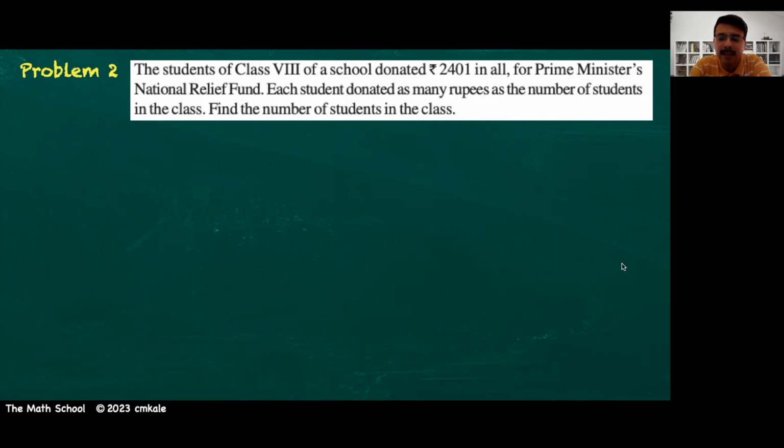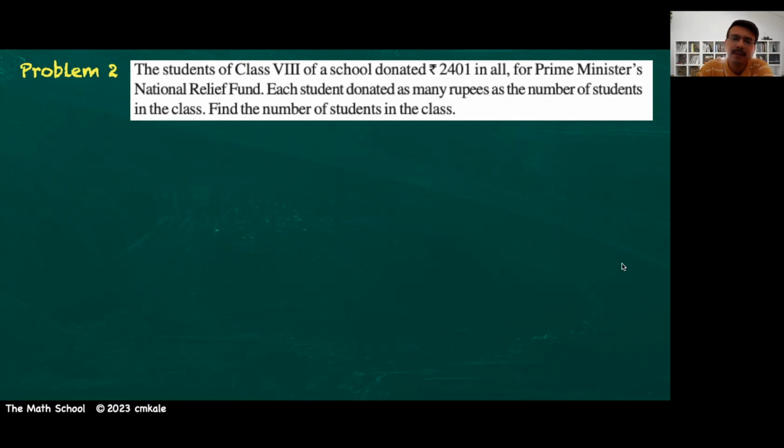This is a problem I have taken from the NCERT book of class 8. This problem states that the students of class 8 of a school donated 2401 rupees in all for the Prime Minister's National Relief Fund. Each student donated as many rupees as the number of students in the class. Find the number of students.